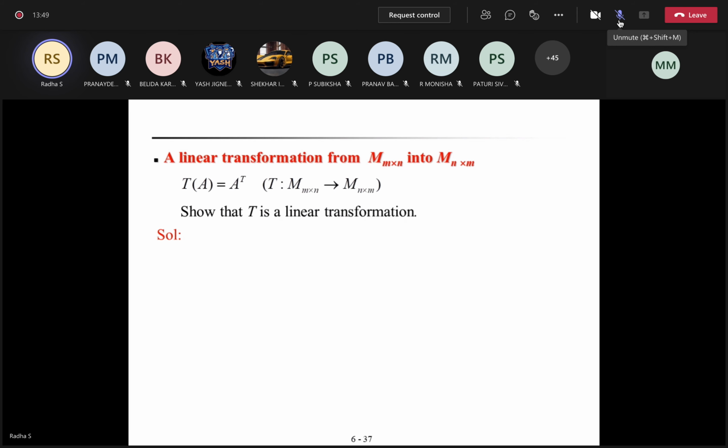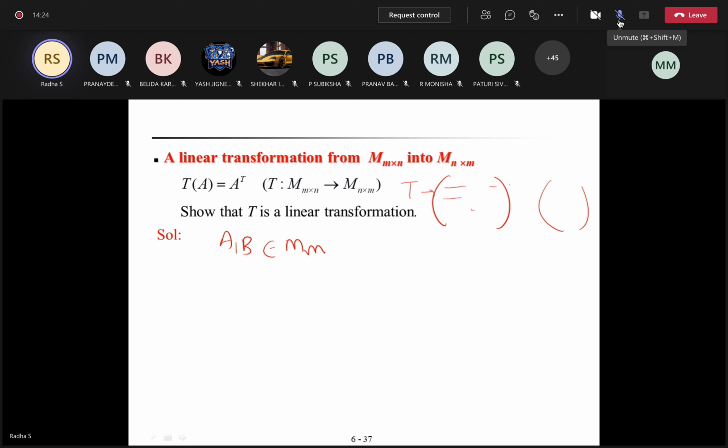So a linear transformation from m n cross n to m n cross m. Can you say that this is a linear transformation? Just transposing the matrix. Suppose you consider a m by n matrix, that is m rows are there, n columns are there. So what does the transformation do? It just transposes the matrix. Can you say whether this is a linear transformation? So what you have to do? Take two matrices.